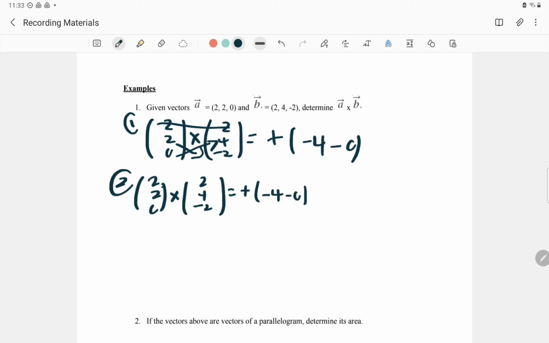But instead, this time it's a minus, and you are overlooking the second row. So it'll be the multiplication of this 2 minus the multiplication of this 2. So what you get is 2 times negative 2, you get negative 4, and minus 0 times 2, you get 0. And on the third step, it's the same thing.